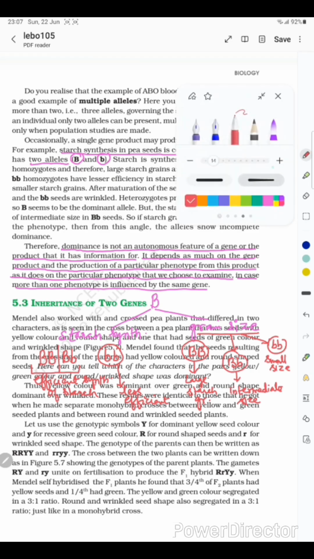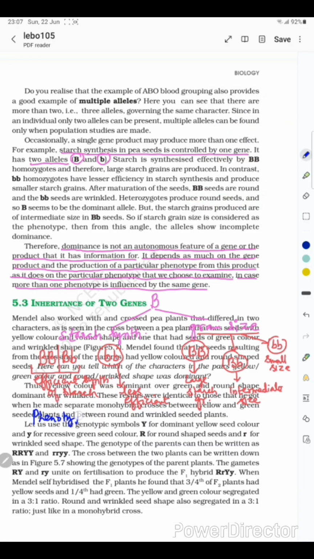Now one thing to be noticed here is that the phenotype from the product is what? How much starch is synthesized, or what is the size of the grain. And what is the phenotype? The phenotype is round or wrinkled seeds.